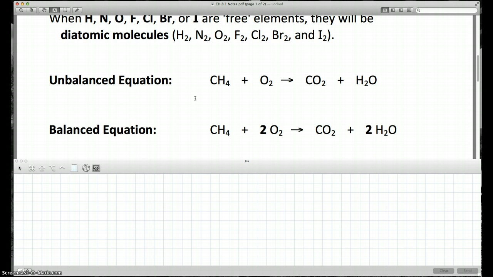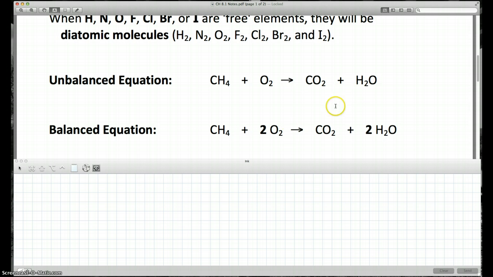Here's just an example of a balanced equation and an unbalanced equation. I think the easiest way to see this is if you look at hydrogens. On the reactant side, the left side of the arrow, we have 4 hydrogens. On the product side, on the right side of the arrow, we have 2 hydrogens. We can see that that is unbalanced. On one side we have 4, on the other side we have 2.